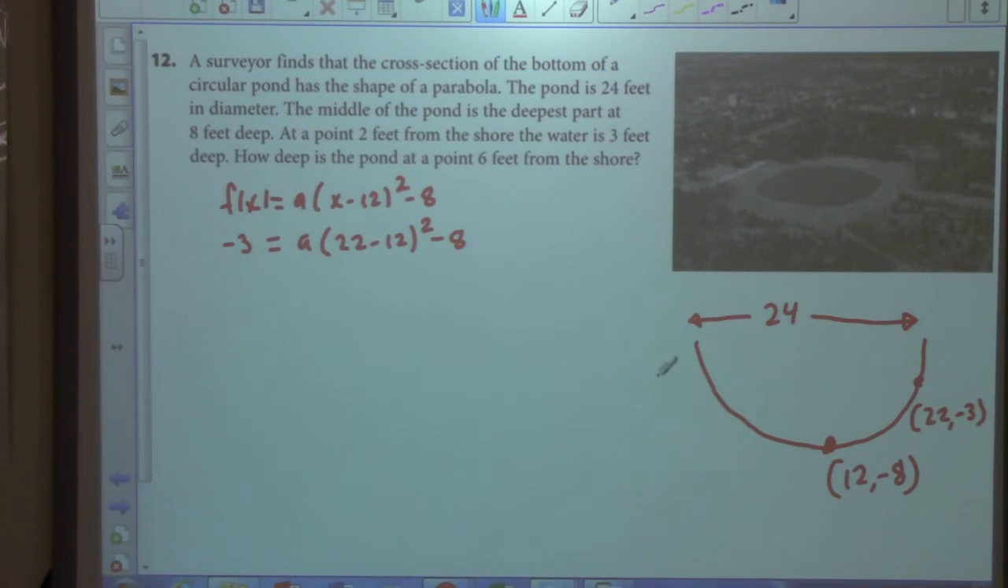Okay. Now we'll say that other people in the class used 2 comma -3, which is another possibility, but go ahead. I think you're going to be okay still. All right, let's go ahead. And then we got -3 equals 100a minus 8. So we add 8, we get 5 equals 100a. So a is equal to 1/20th. Okay, let's go ahead. And then f of x equals 1/20th quantity x minus 12 squared minus 8.